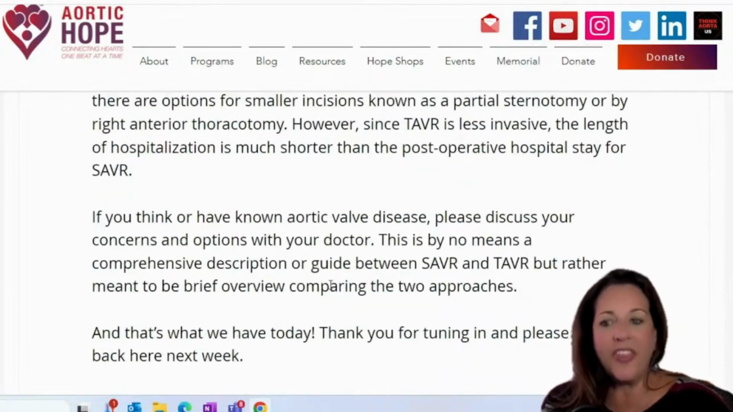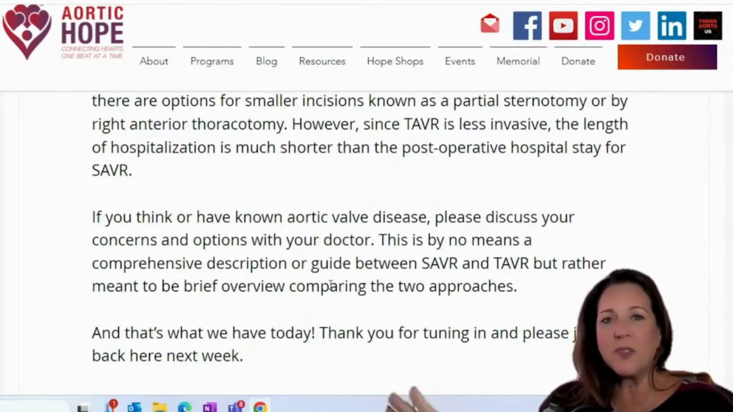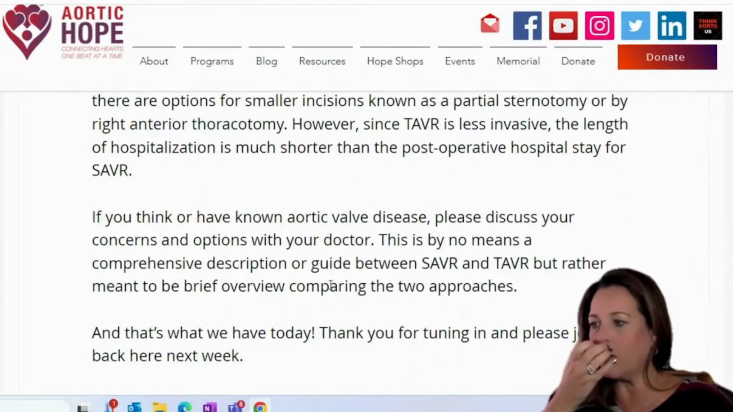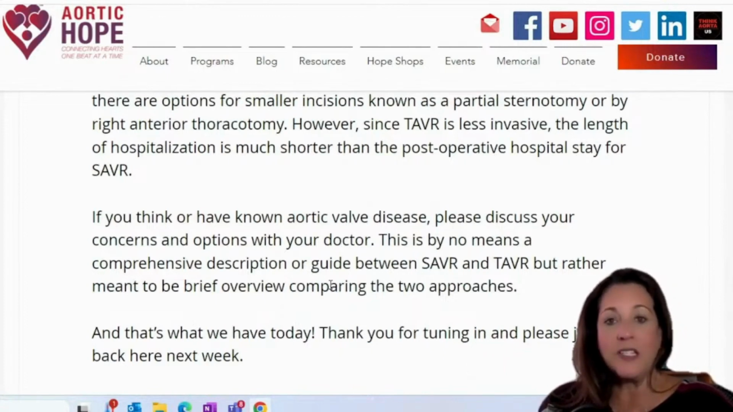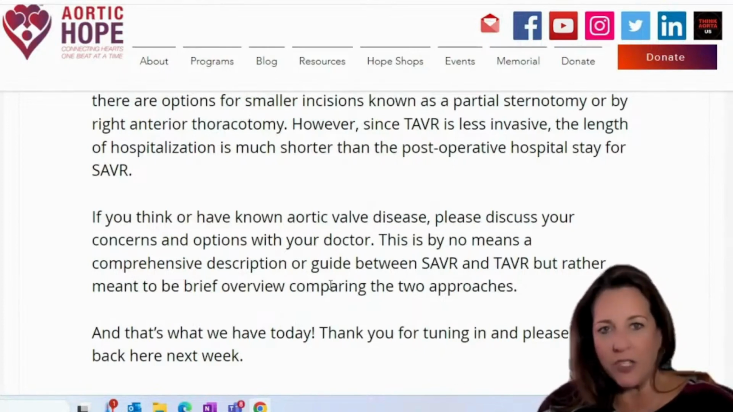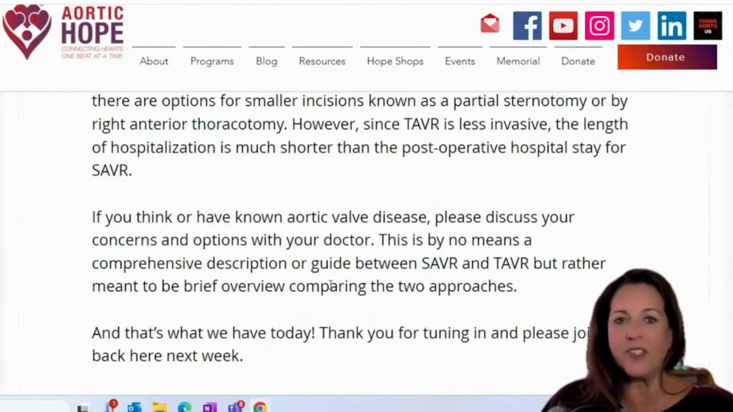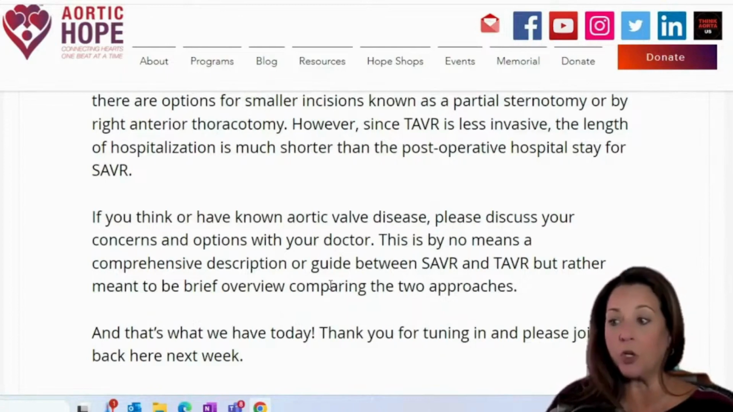So if you think or have known that you have aortic valve disease, discuss all of this with your concerns and questions. Talk about it with your surgeon, because there are different surgical techniques and then there are different valve options. This is by no means a comprehensive post or description. This is just meant as a starting conversation point that you might want to have with a physician, and to give you some familiarity with acronyms and some terms.